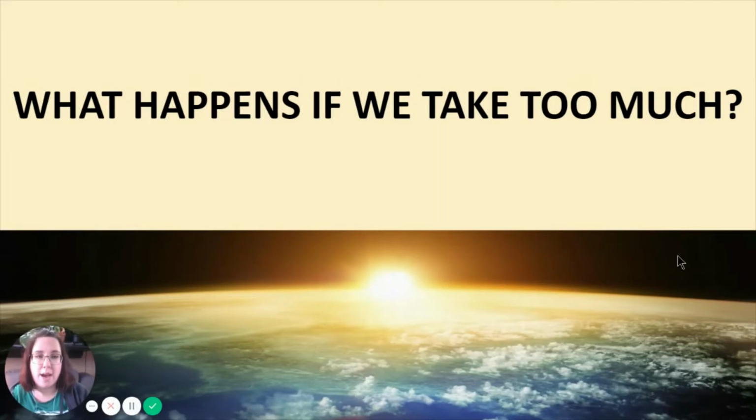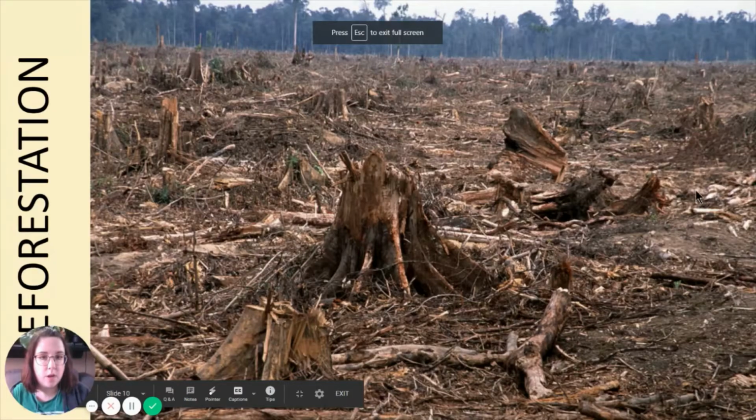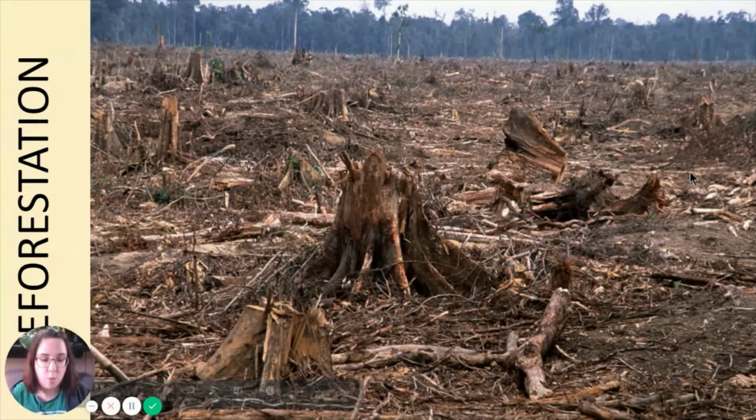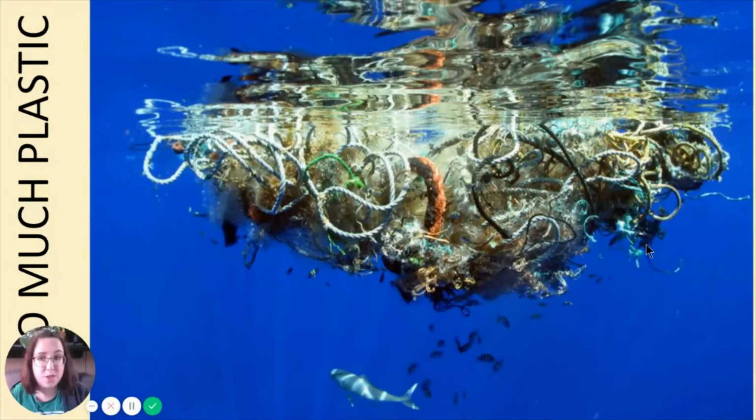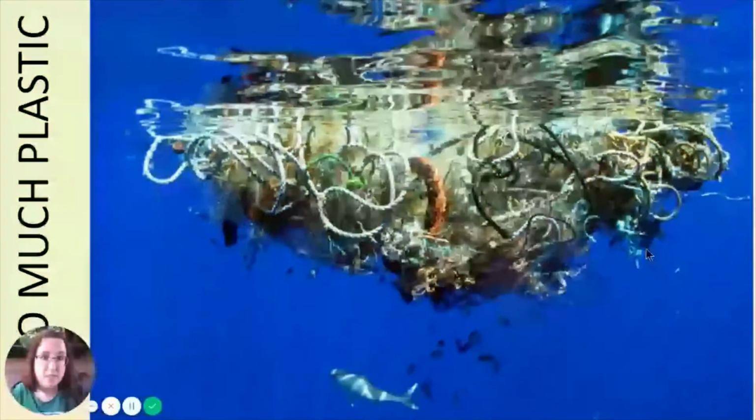Now, what happens if we take too much? We cause deforestation. We cut down trees for buildings or paper, destroying habitats, as well as limiting how many trees are left to actually clean our air. We also generate too much waste, so much that it's really hard to manage, especially when people aren't sorting their garbage or finding ways to reduce and reuse first. We generate way too much plastic. Plastic takes a lot of energy to make and a lot of water to make, and once it ends up in our oceans, it is so hard to clean up.